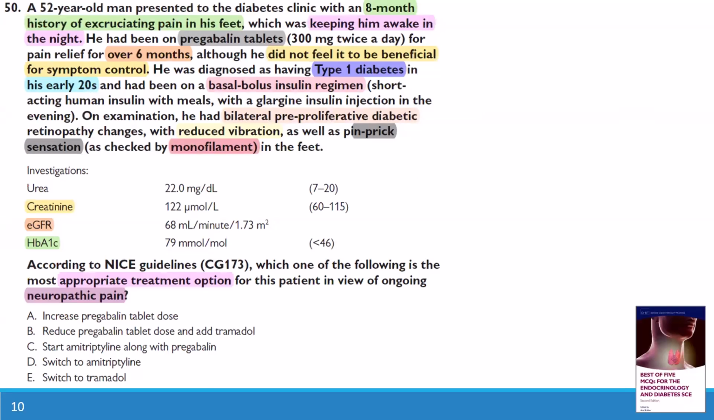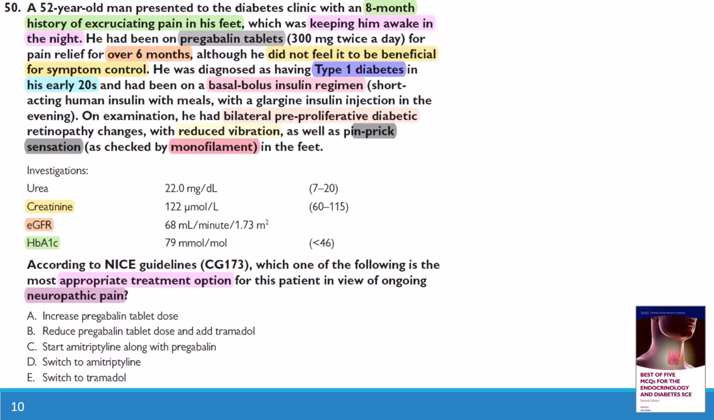And this is a question from the exam book. A patient presented with an 8-month history of excruciating pain in the feet, keeping him awake at night. So this is actually a painful diabetic neuropathy. The patient was started on pregabalin 300 milligrams twice daily for over 6 months, which did not seem beneficial for symptom relief. The patient is type 1 on basal bolus, and sensation by monofilament is reduced.